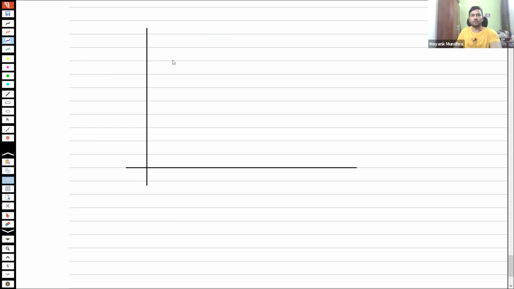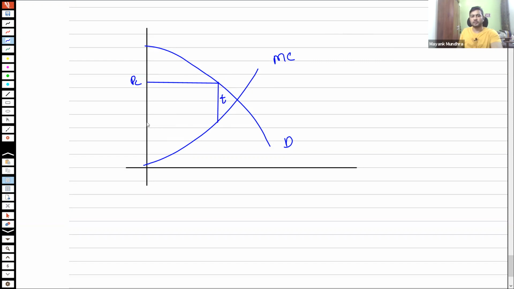So suppose we have a government which starts including taxes. This is the demand curve. This is the marginal cost curve. Okay, so now I'm introducing a government sector. What the government does is it starts taking a tax. So this is the price which consumers pay. This is the tax amount. This is the price which producers or suppliers get. The difference, PC minus PS, is the tax amount which is being charged on every commodity. This is the quantity Q.